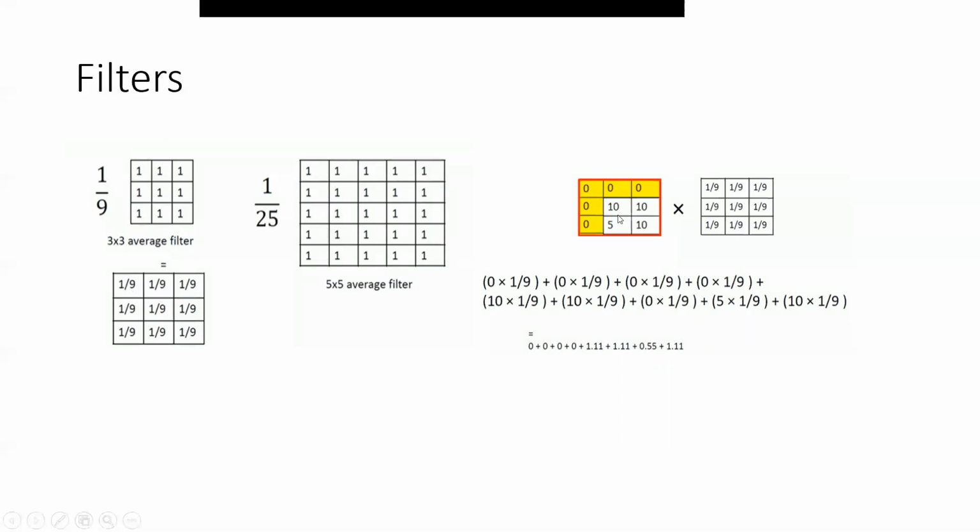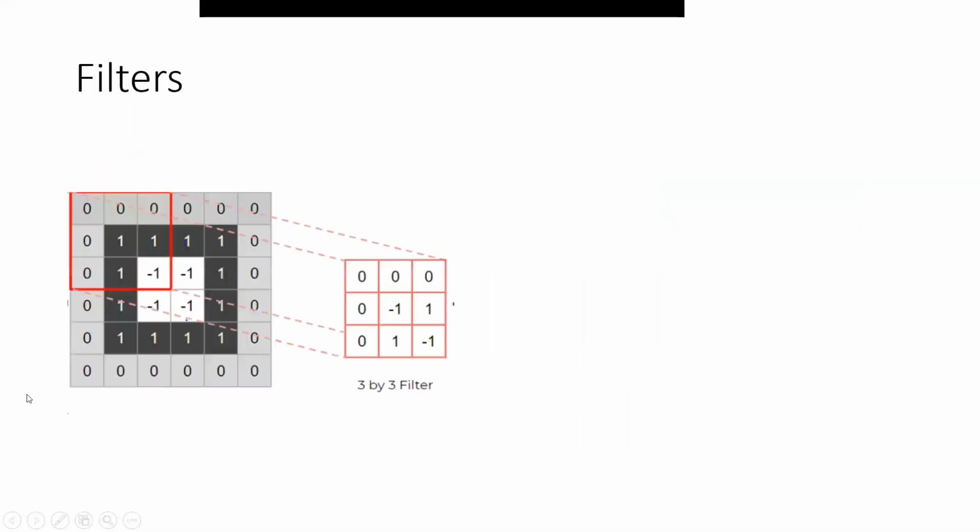And then for this calculation, this is an input, and we need to multiply it with a filter. So each value of this input will be multiplied with each value of the filter. So 0 multiplied by 1 by 9, and then again 0 multiplied by 1 by 9, then 10 multiplied, and then plus plus. So this would give the total calculation. In this image you will get a clear picture of how the calculation is done.